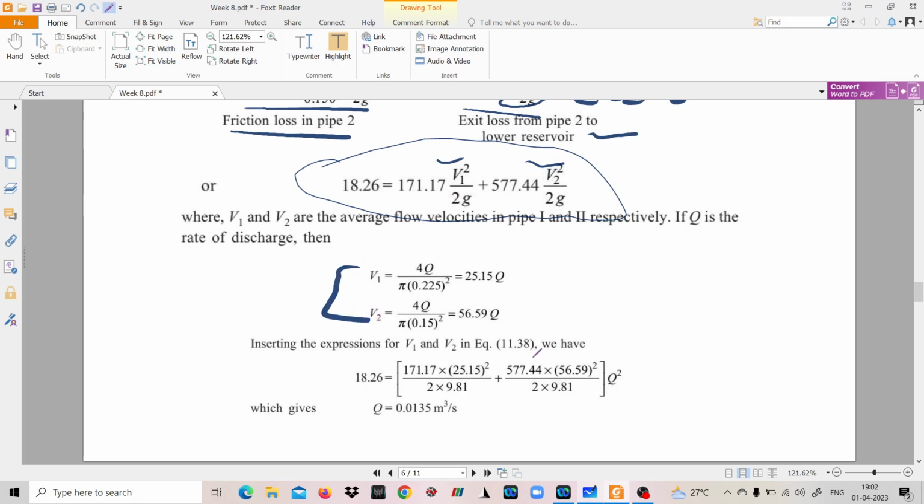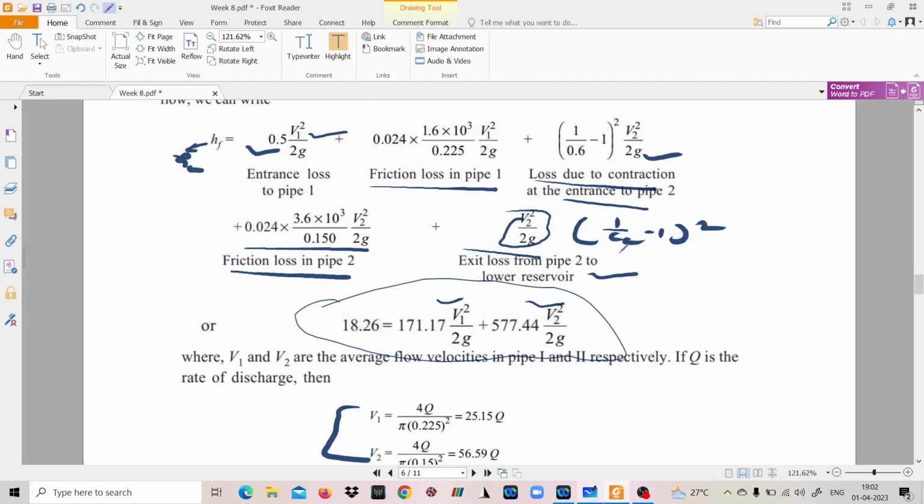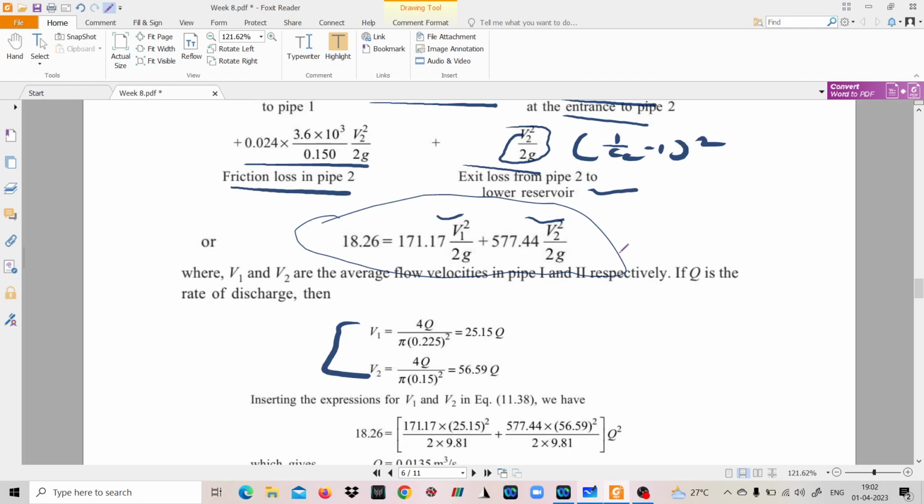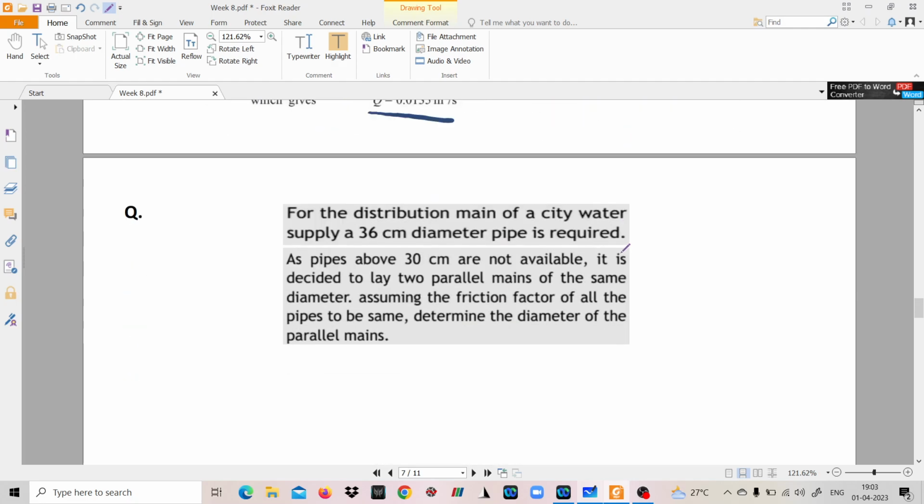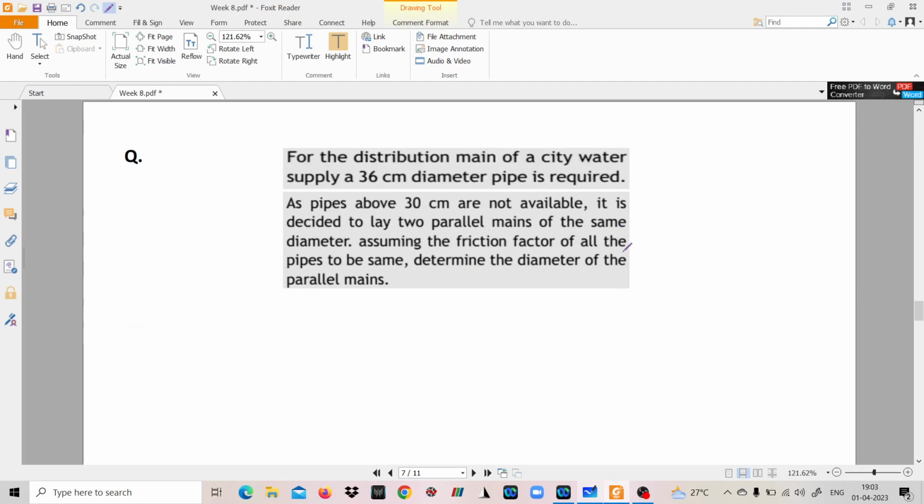Once you know this, you can find the value of discharge, which came out to be 0.0135 meter cube per second. See, this problem is a very simple problem, but it covers all the possible losses that can occur in a pipeline. So that's why this problem is very important. Okay, then the next problem.